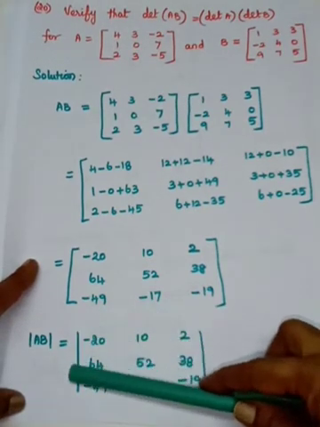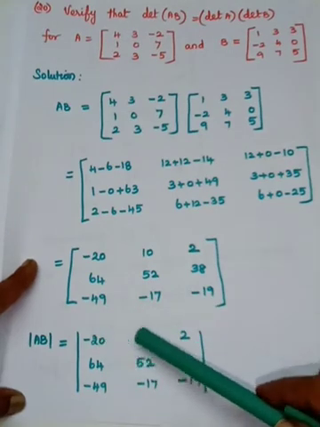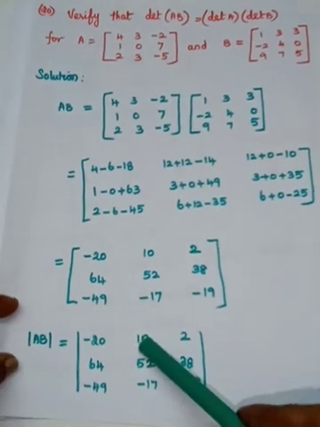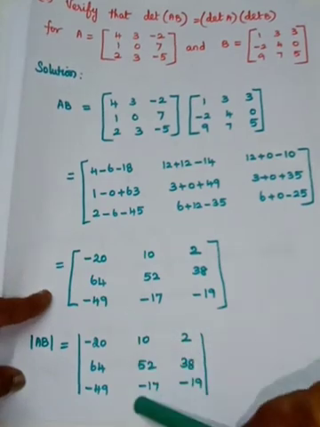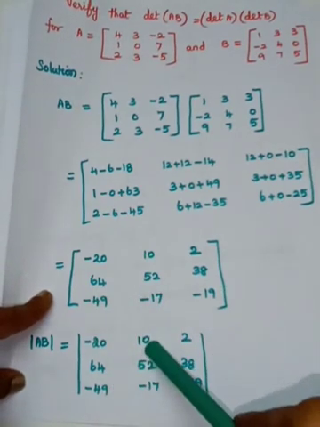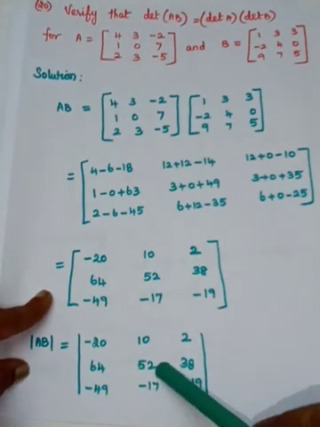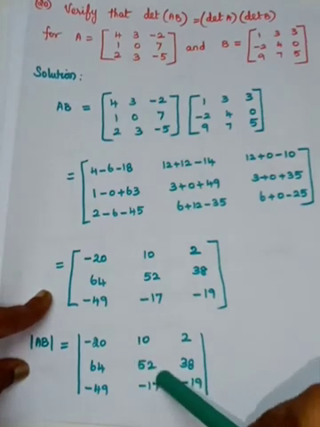So I'm going to make a transformation in C1 such as C1 plus 2C2. So C2 elements have to be multiplied by 2, and that has to be added with C1. So 10 into 2 is 20. 20 minus 20 is 0. And 52 into 2, that is 104.